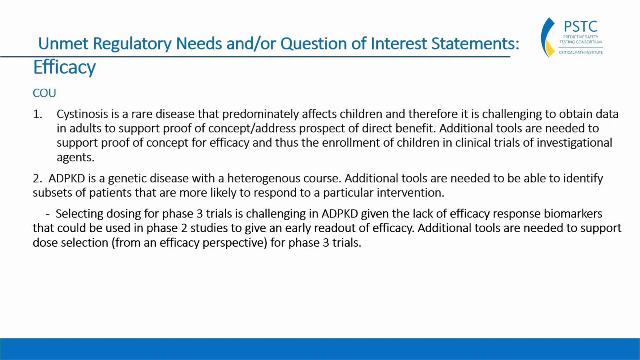And the second one was really efficacy, and really looking at, for example, cystinosis, which is a rare disease that predominantly affects children, and it's very challenging to obtain data because you're using the data in adults to support the proof of concept, to be able to address this prospectively. And so having these tools, and the added benefit of a molecule where you can evaluate this and then understand, can you deliver these compounds to, say, pediatric patients or adults, that's a big, I would say, unmet medical need.